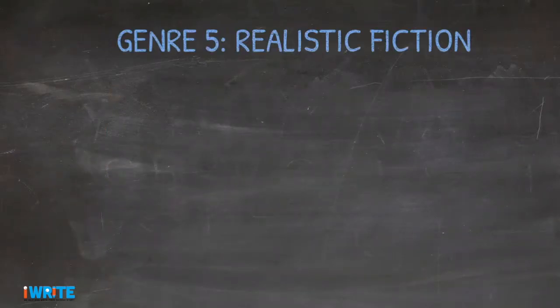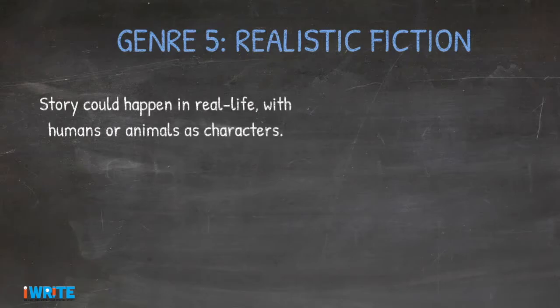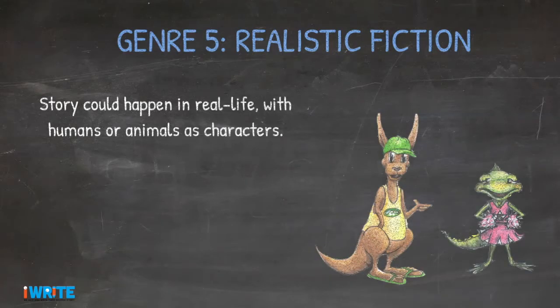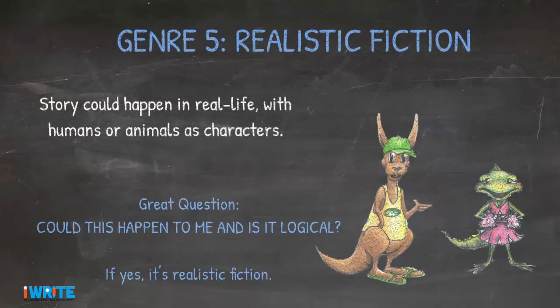The fifth genre of fiction is realistic fiction. Most realistic fiction stories could actually have happened and are, well, realistic. Most realistic fiction stories don't go past common sense. Characters are normally human or animal, and the conflict facing them is something that really could happen. When you're trying to identify a realistic fiction book, think if what happened to the main character could happen to you at any point. This is a great starting point for writers.